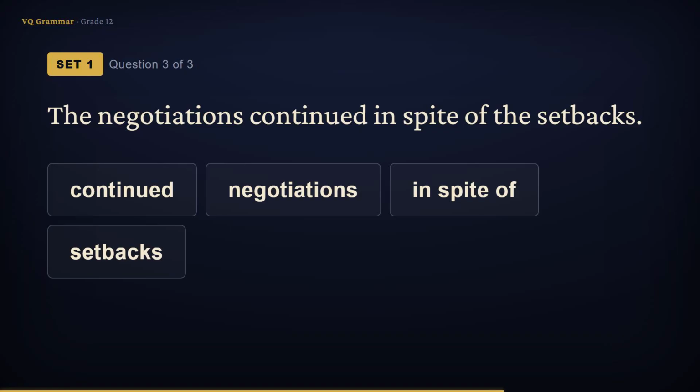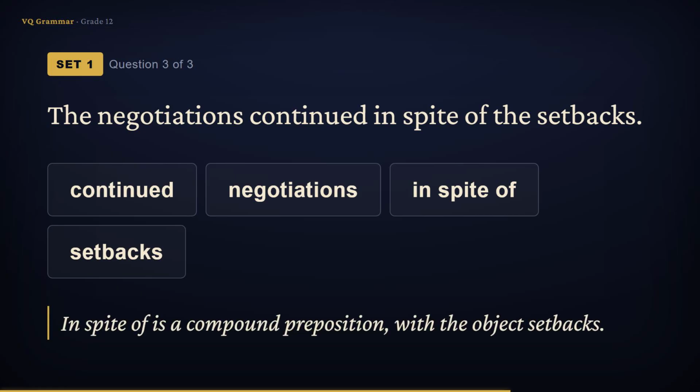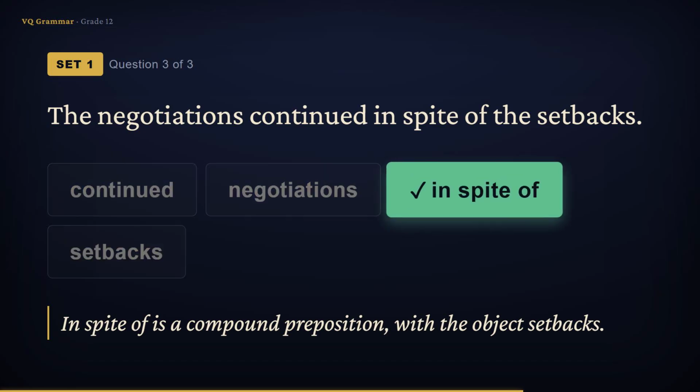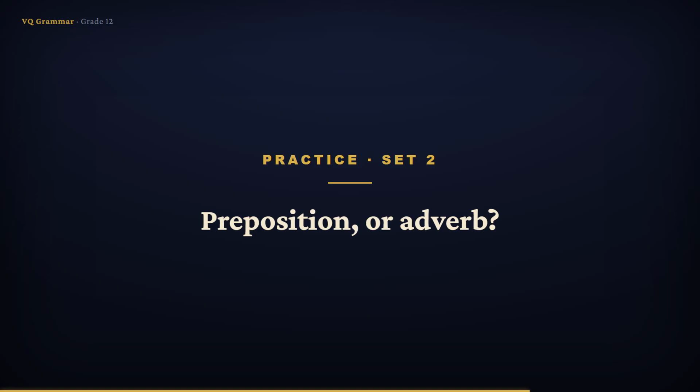Last one in this set. The negotiations continued in spite of the setbacks. Careful, this preposition is more than one word. In spite of is a compound preposition, and its object is setbacks. So the answer is in spite of. In this second set, I'll show you a sentence and point at one word. You decide, is that word a preposition or an adverb? Remember the single question that settles it. Does the word have an object? Pause and choose before I answer.